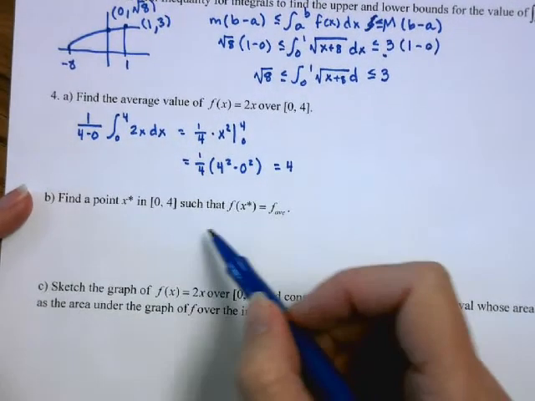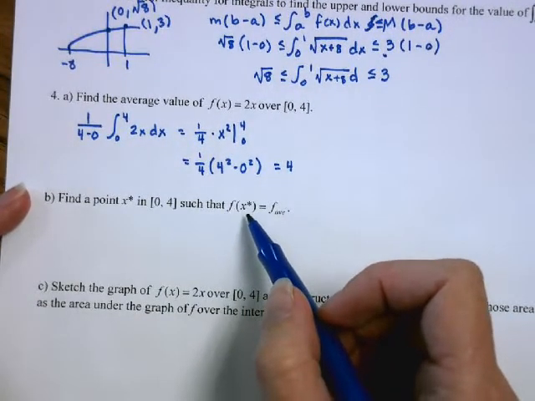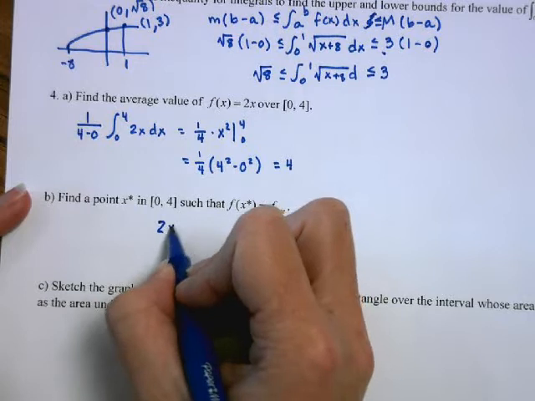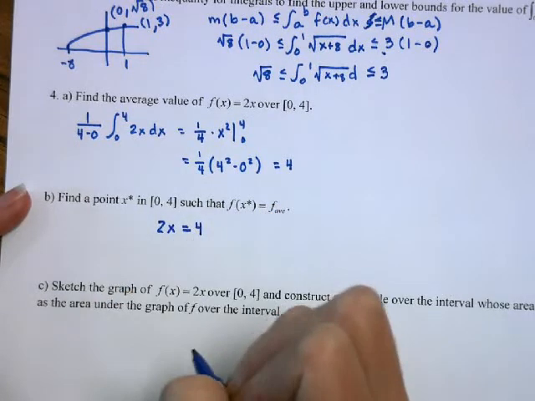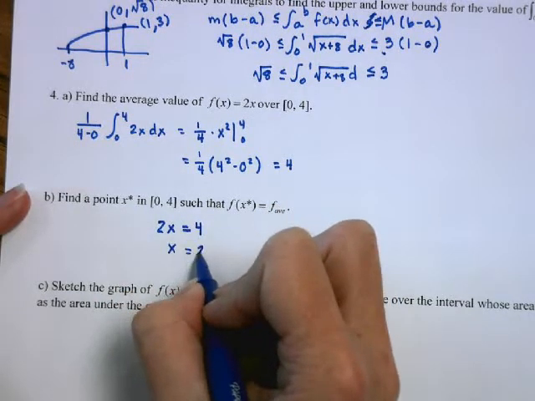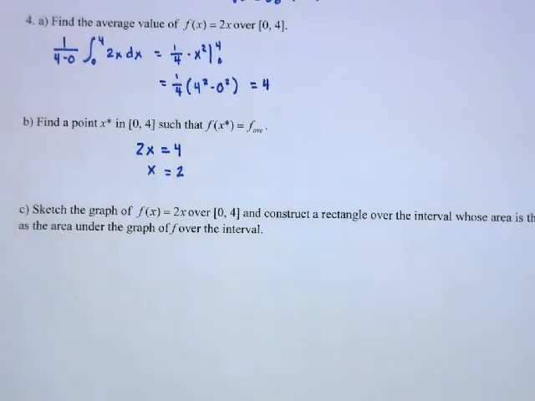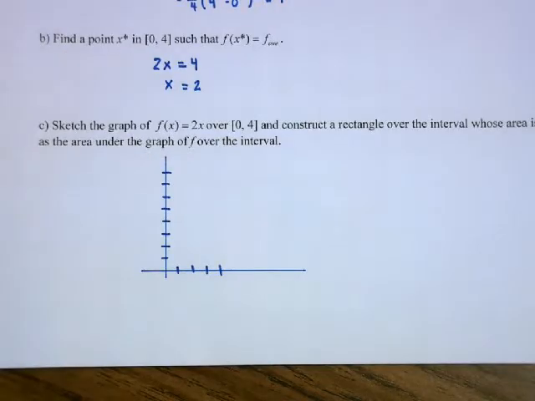Now we're going to find the x where the average value happens. So we're going to set 2x equal to 4. So when x equals 2, we get our average value. Now we're going to sketch the graph of 2x over 0 to 4 and construct a rectangle whose area is equal to the integral.